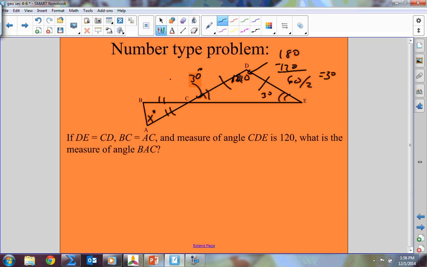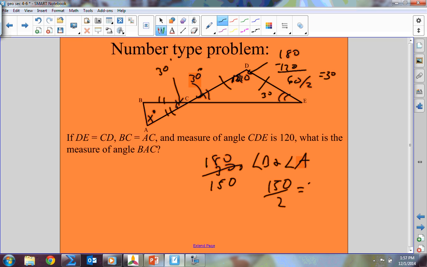Then we have our good friend vertical angles being congruent. So if this one's 30, this one's 30. Whoa. Triangles add up to 180, and that vertex angle is taking up 30, which means angle B and angle A get to share 150 degrees. But they do it equally because that's also an isosceles triangle. So angle A would be 75 degrees.